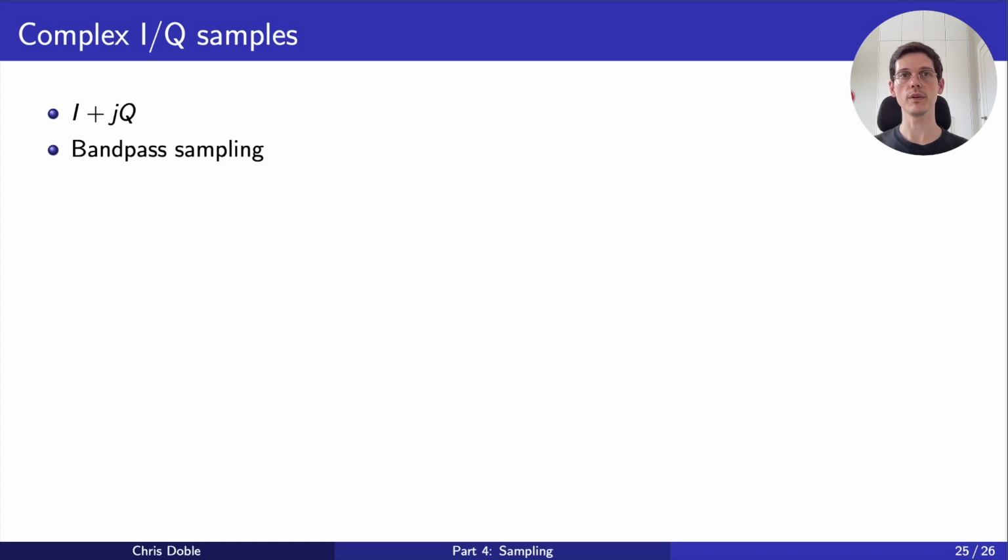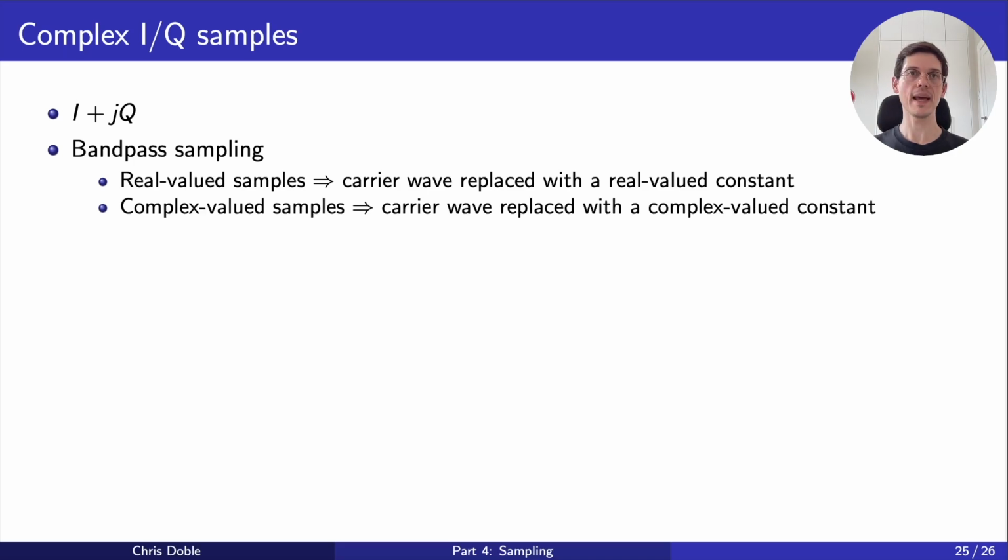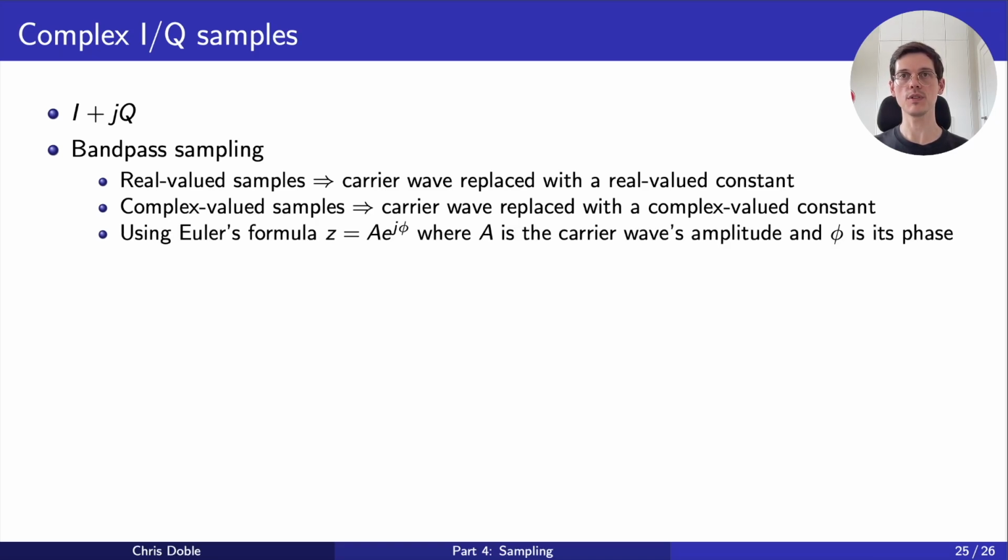We discussed before that if we choose our sampling rate carefully, the carrier wave can be replaced with a real-valued constant. When we use complex IQ samples instead of real-valued samples, the carrier wave is still replaced with a constant, but now it's complex-valued. It turns out that the magnitude of this constant is equal to the amplitude of the carrier wave, and its argument is equal to the phase. Using Euler's formula, we can express this as A e^(jφ).